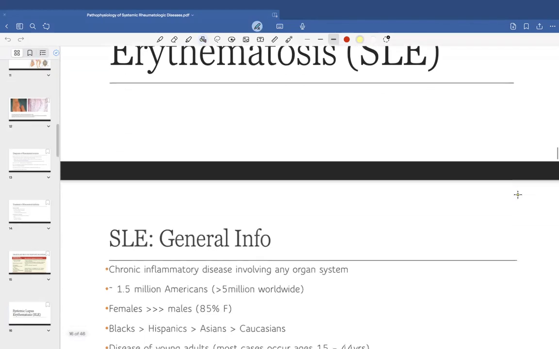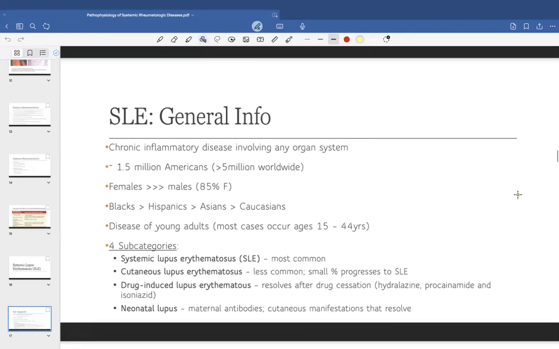All right, questions on rheumatoid arthritis? It's symmetric, it's synovial inflammation, it's white cells that essentially destroy the joint, all the connective tissues.